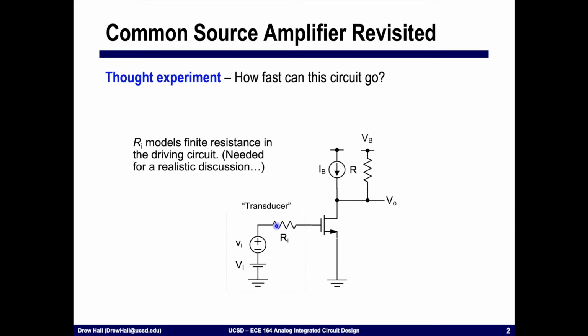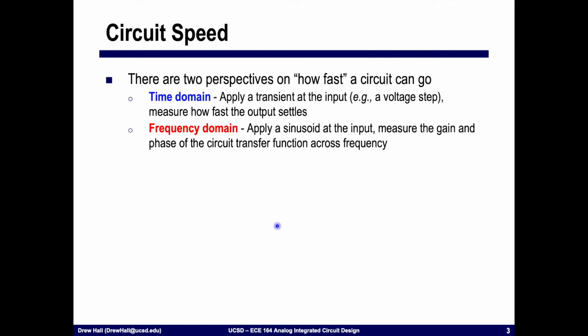Okay, so when I ask how fast this circuit can go, really there's two ways of thinking about this. One, we could think about this in the time domain. In the time domain, to assess how fast a circuit was, you would apply a step at the input, and then you would look at the output to see when it settled. The other way of thinking about this is probably what we're more used to, and that's to apply a sinusoidal signal at the input and then look at the output at the gain and the phase. And we could reconstruct essentially what would be a Bode plot if we swept that input frequency.